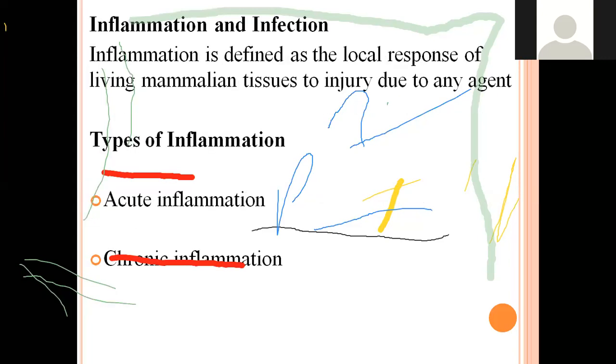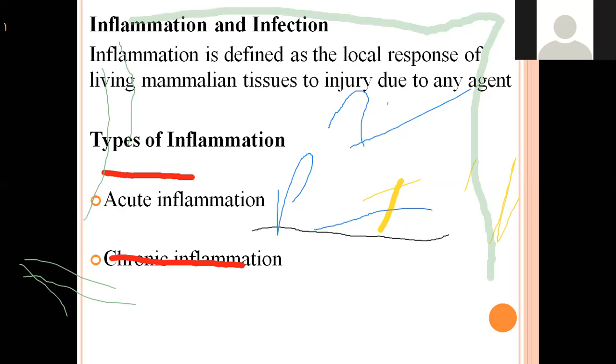Inflammation is defined as the local response of living mammalian tissues to injury due to any agent. I remember that in School of Nursing, we usually define inflammation as the response of the body to an irritant. So it's just the response of mammalian tissue to injury. That's inflammation. And we have two types of inflammation: acute and chronic inflammation. The acute is sudden in onset, while the chronic is prolonged.